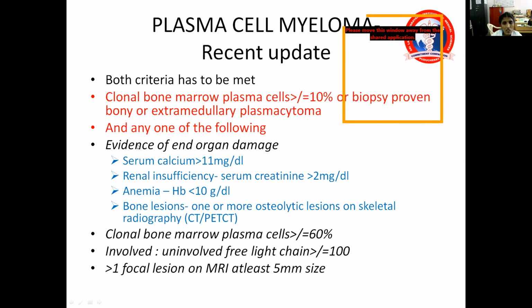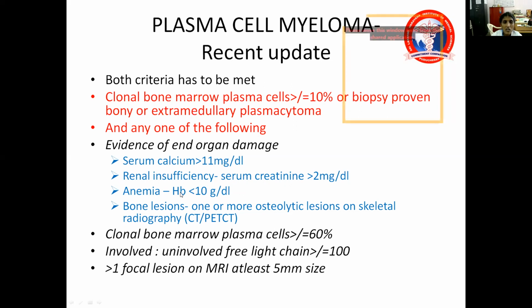Of this, number one is evidence of end organ damage. Number two is clonal bone marrow plasma cells alone or an involved free light chain ratio of more than or equal to 100. And there can also be more than one focal lesion on MRI, which is about 5 millimeter in size. So in evidence of end organ damage, you have a lesion pattern called, in short form, CRAB. C for calcium level. When you see the serum calcium level, it should be elevated and the cutoff is 11 milligram per deciliter. So when there is more than 11 milligram per deciliter of serum calcium, it comes under evidence of end organ damage.